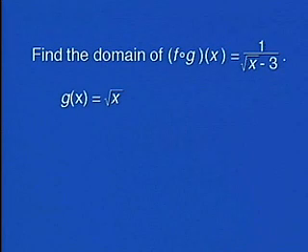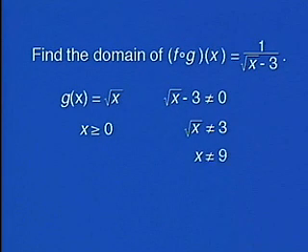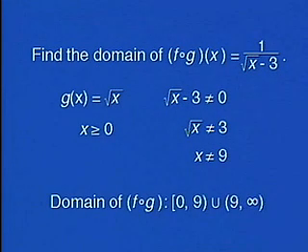Now g of x was the first function that was applied. It has the domain x is greater than or equal to 0. If we look at the resulting function, we know that the square root of x minus 3 can't equal 0. So we have the square root of x can't equal 3, or x can't equal 9. So our final domain will be from 0 to 9, including 0, not including 9, or from 9 to infinity.